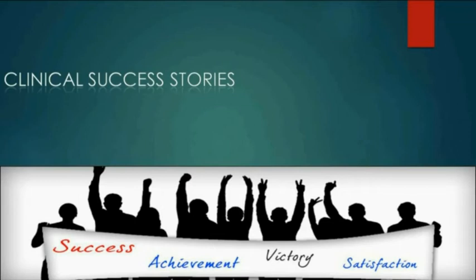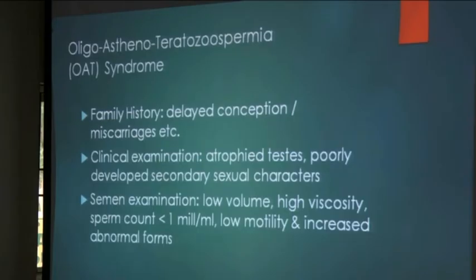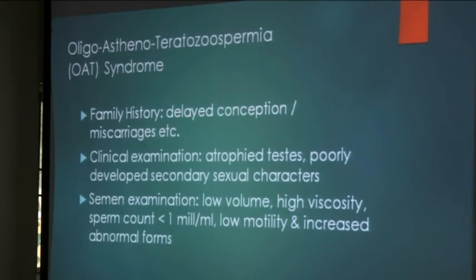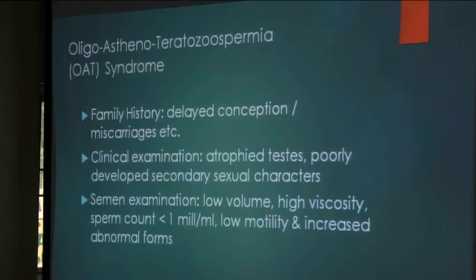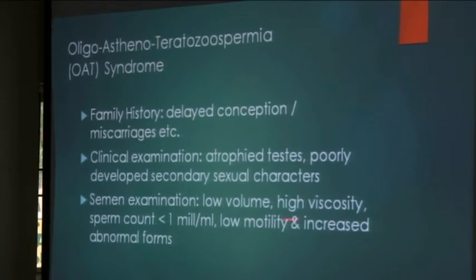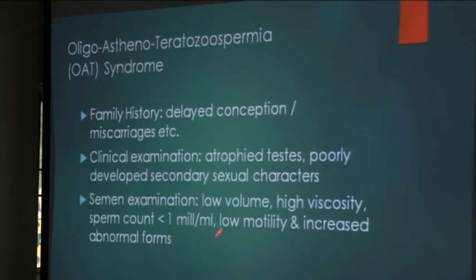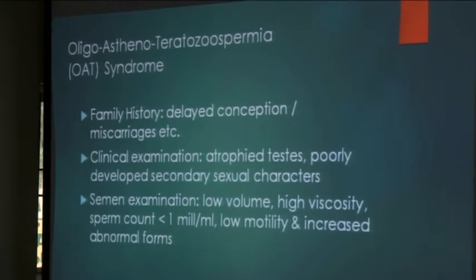Oligoastrocytospermia, as I told, these are very common conditions, you will get them commonly, but there is very poor response. So I am showing here what are the cases I have treated. Generally I will follow the family history, the delayed conception or miscarriage, etc. It may be positive generally. And then the clinical examination: atrophied testis, very small size testis, less than 15 ml. And then poorly developed secondary sexual characters, thin and lean body, less body hair, less moustache, no musculature much. And then semen examination: low volume, high viscosity, sperm count less than 1 million, low motility, increased abnormal forms. This is the picture we can see in the case of OAT syndromes.